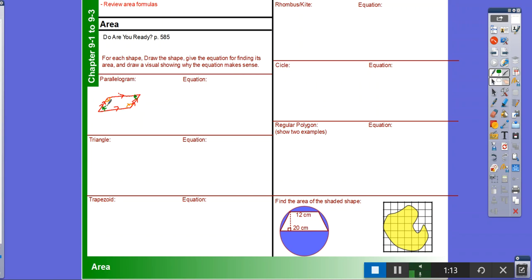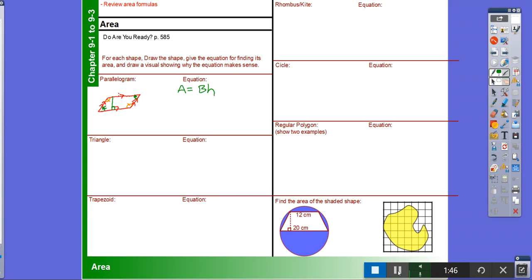Now, the equation for finding the area of a parallelogram, well, we know that the area is equal to the base times the perpendicular distance from the base to the top, and we'll call that height. So area is equal to the base times the height. Moving on to the triangle.